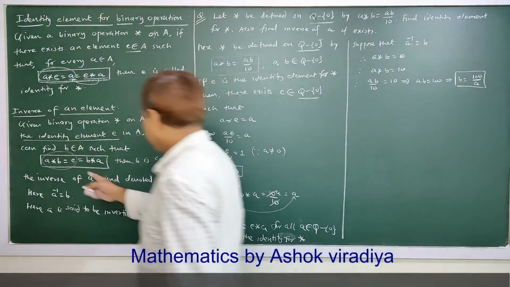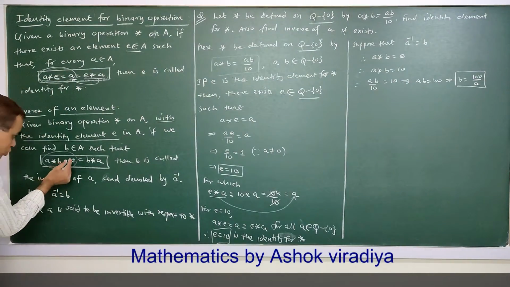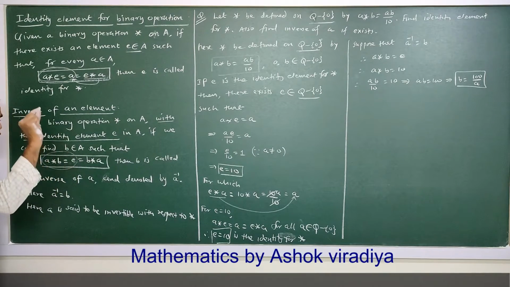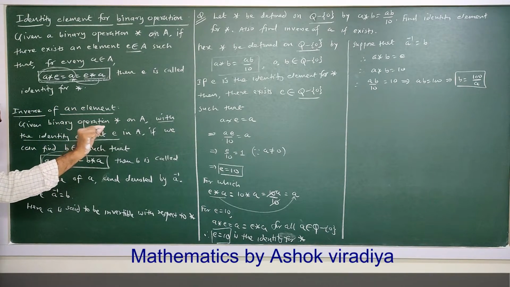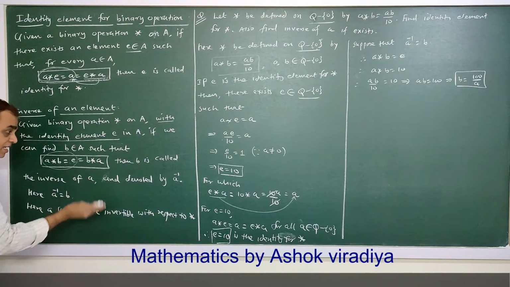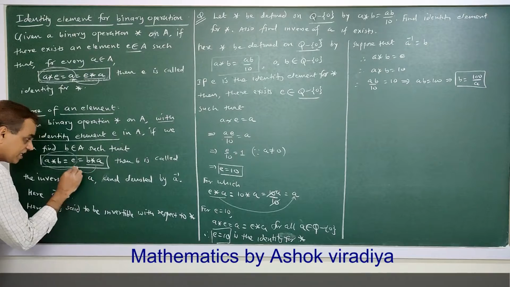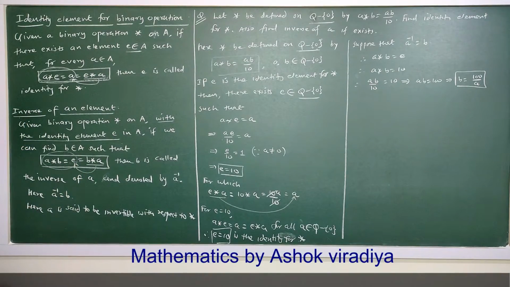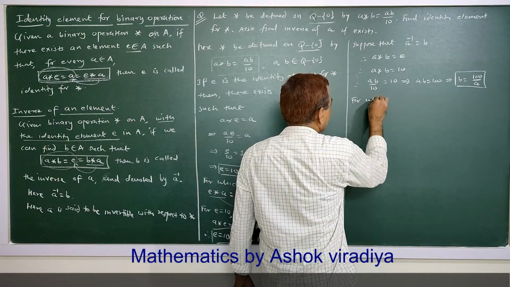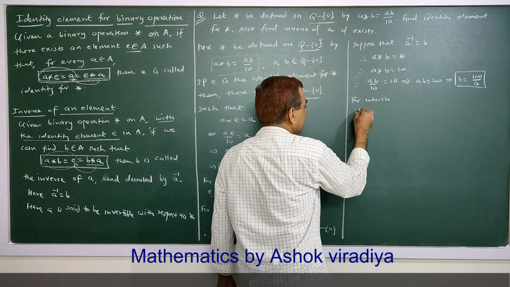Beginning from this part, using the value of E, we have found the value of B. But B is called the inverse of A only if this is also satisfied. So the second part we have to verify. Let me verify the second part.